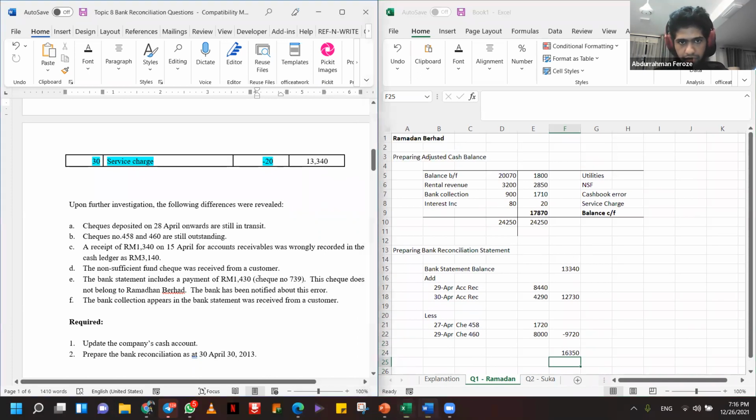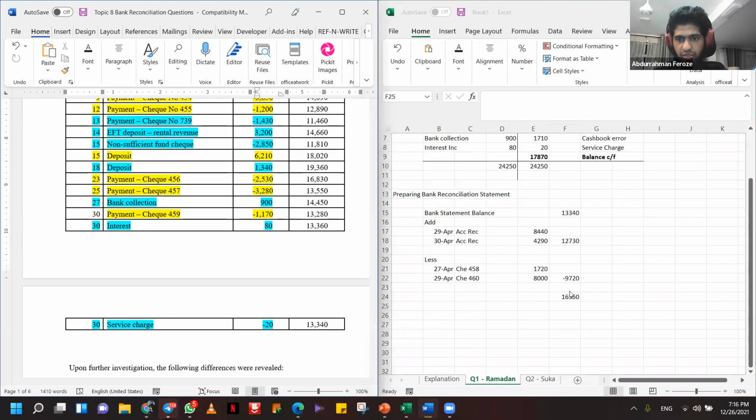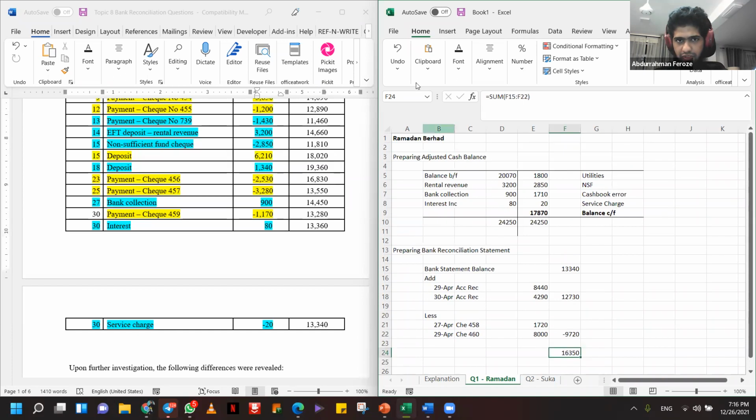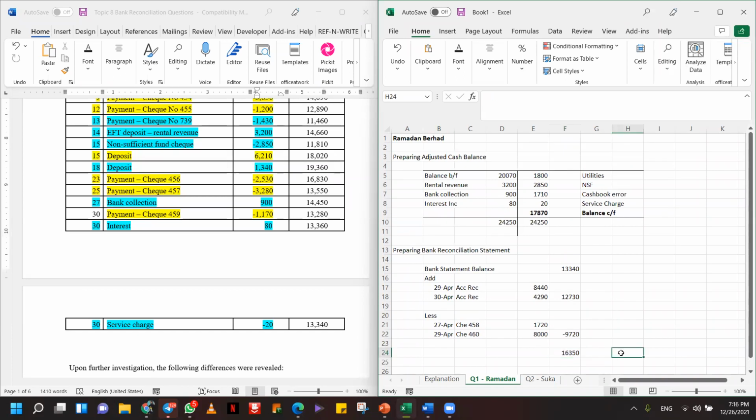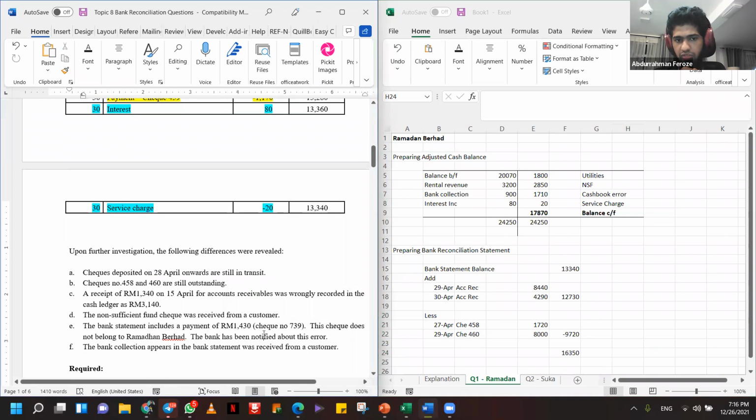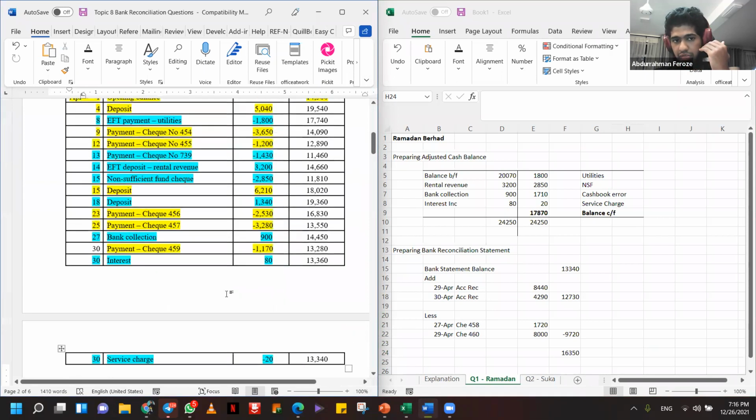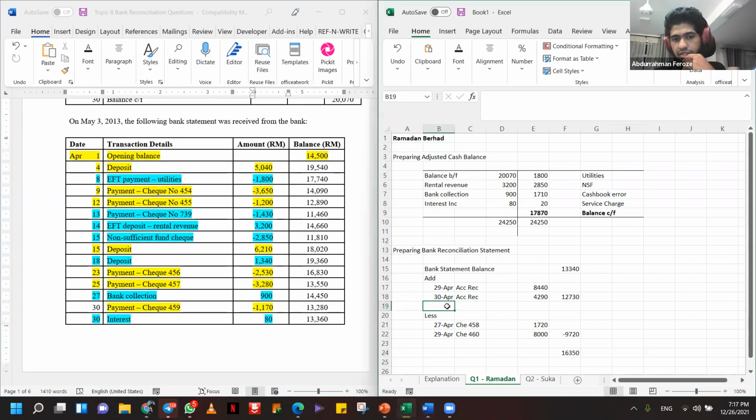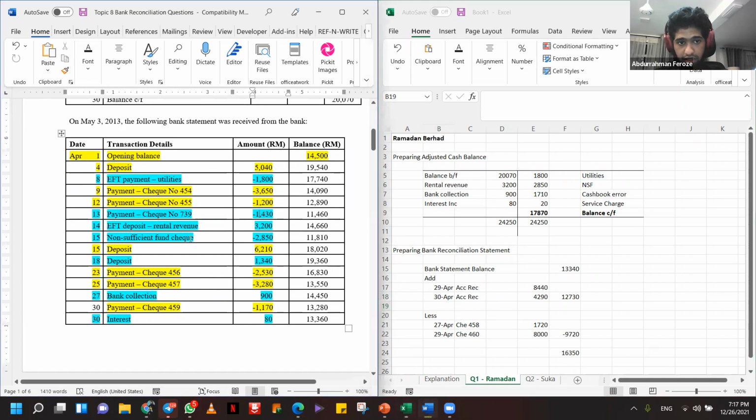Okay. All right. So there's a small error here. Do you guys know what the error is? Cash book. The bank statement includes a payment of 1,430. This check does not belong to Ramadan Berhad. So this is a payment of 1,350 that should not have been made. So to reconcile with the adjusted cash balance, it needs to be added, which is this amount. Where is that? Yeah, check 739.